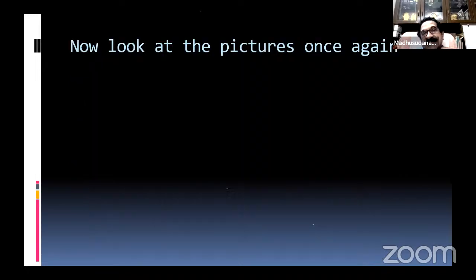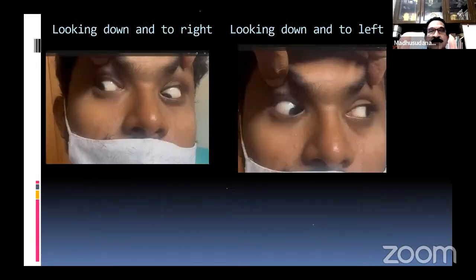Now look at the picture once again. Looking down, and to the right side here, the left eye is down, right eye is up. Here, the right eye is down, left eye is up. Okay, because we told that he is fixing with the other eye.